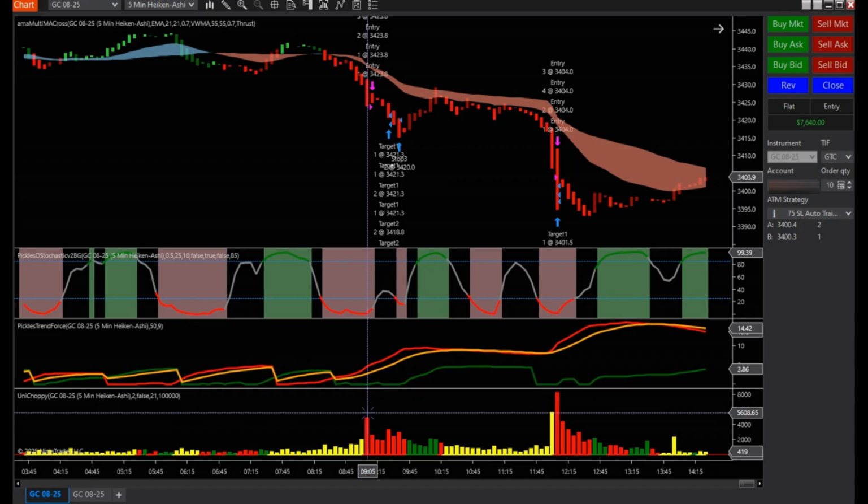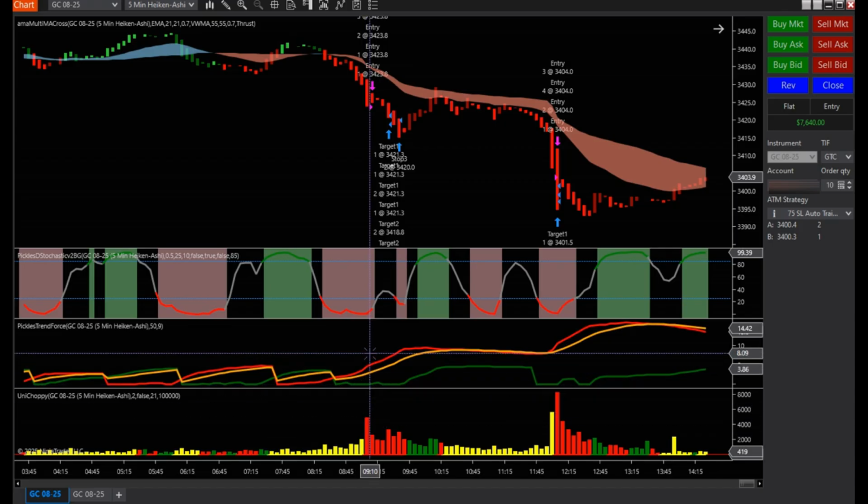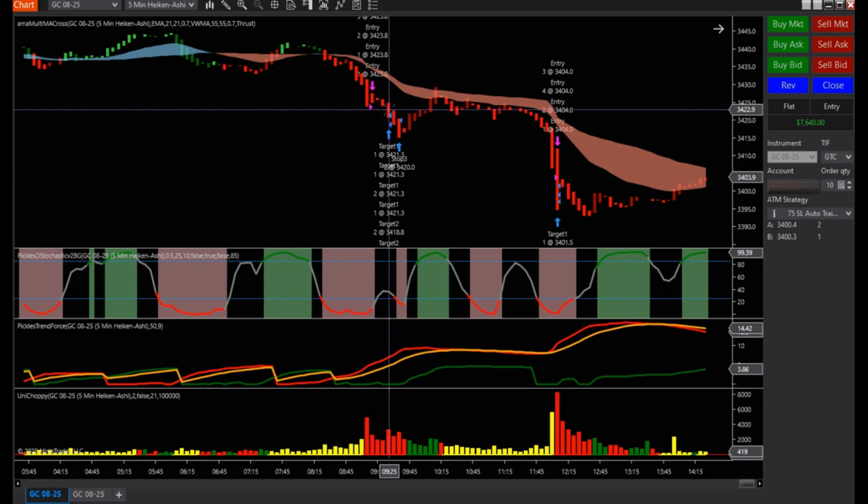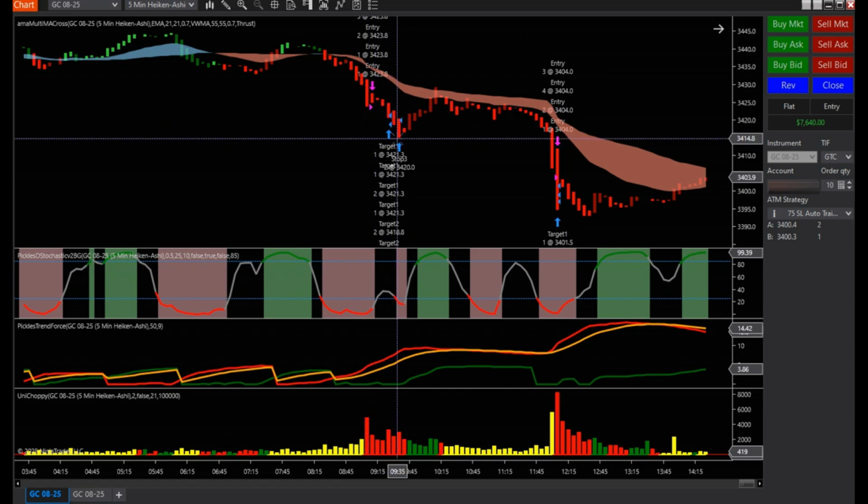Once I got the red bar, that's an indication that the volume is high. I got in, and then I came back down and I got stopped out here, and that was a profit of about $4,000.